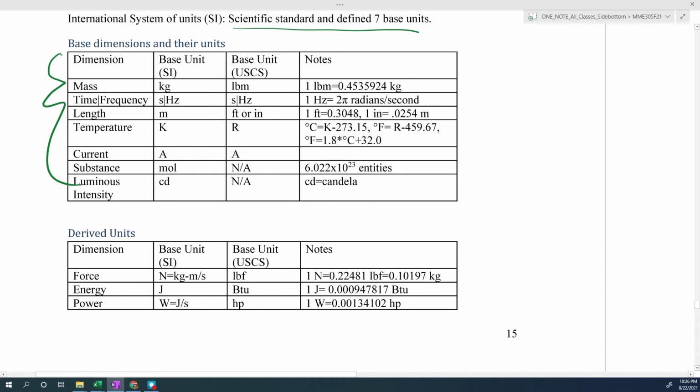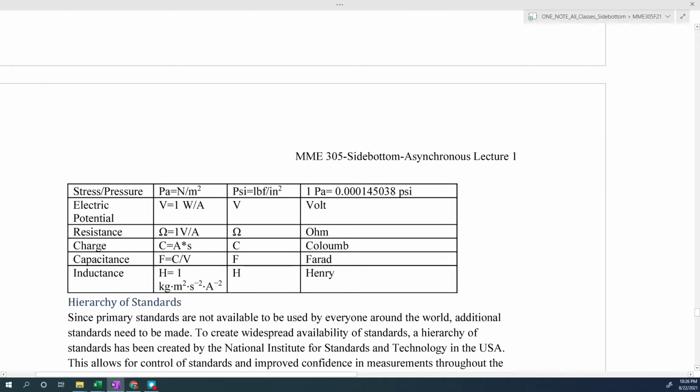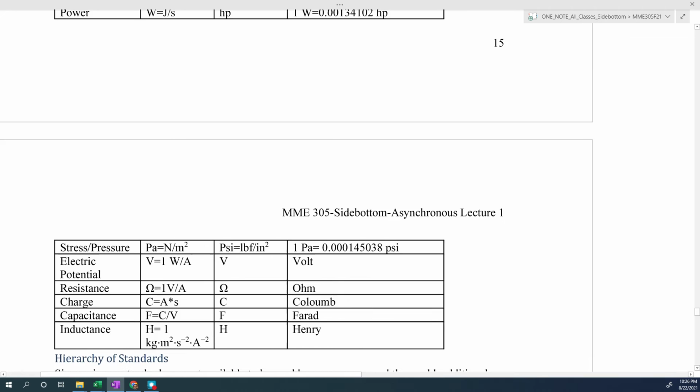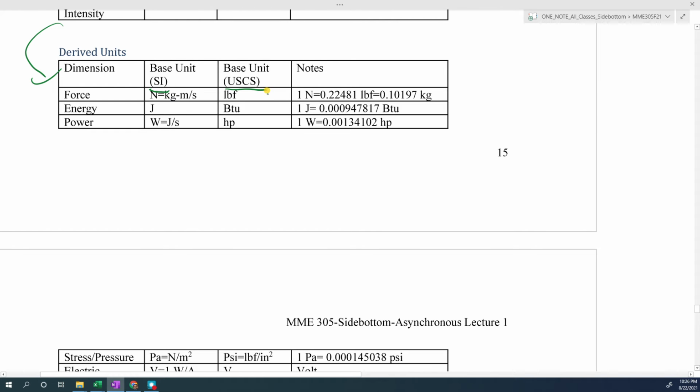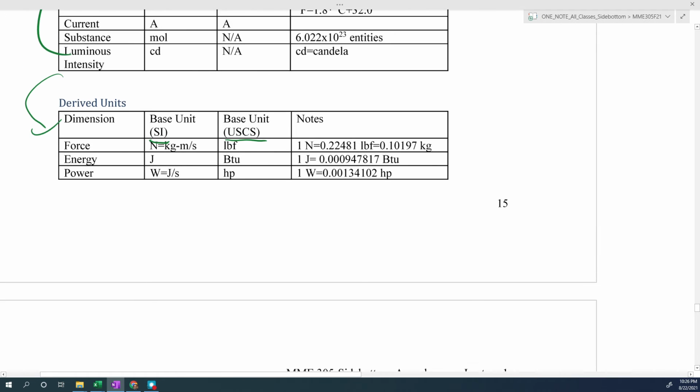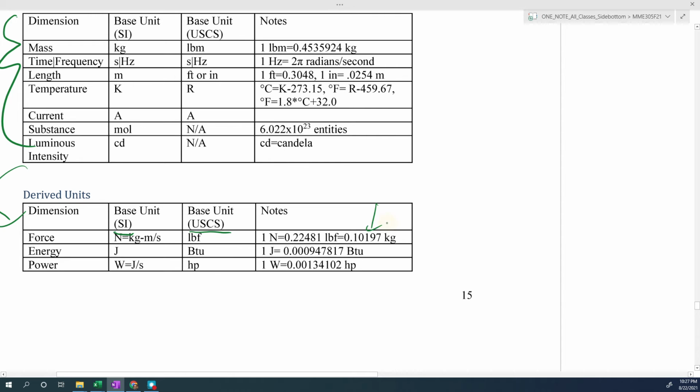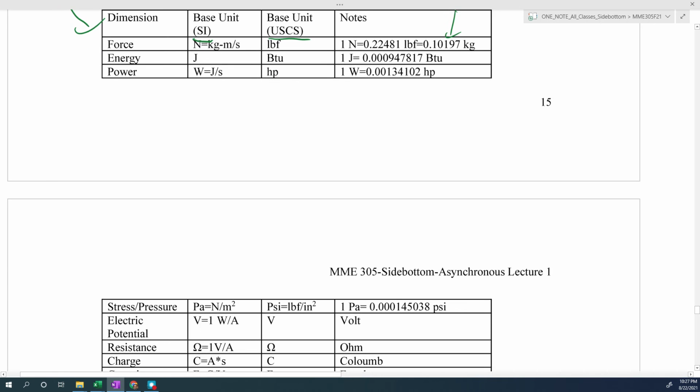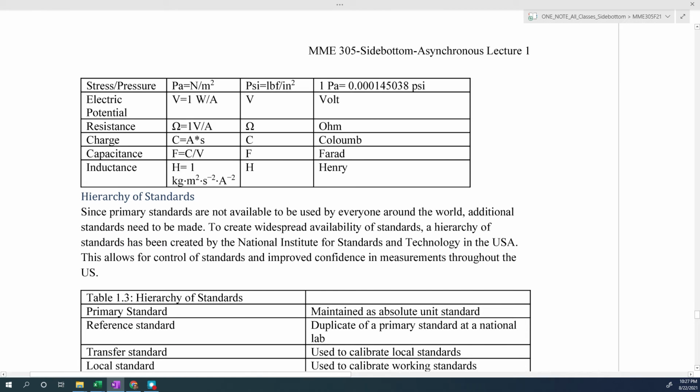All right. From the base units, we can derive the units for force, energy, power, stress, pressure, electrical potential, resistance, charge, capacitance, and inductance. Okay. So these are just shown here. Some of the common units in both the SI system and the USCS system are shown in these tables, and some conversion factors between the two are also given here. All right, you can obviously Google a lot of this information, but it's nice to have it all in one big table.